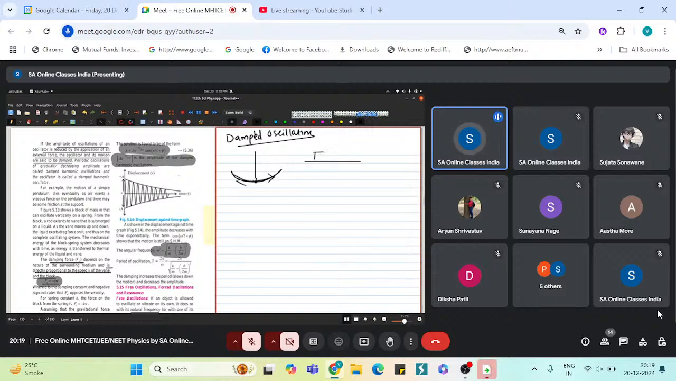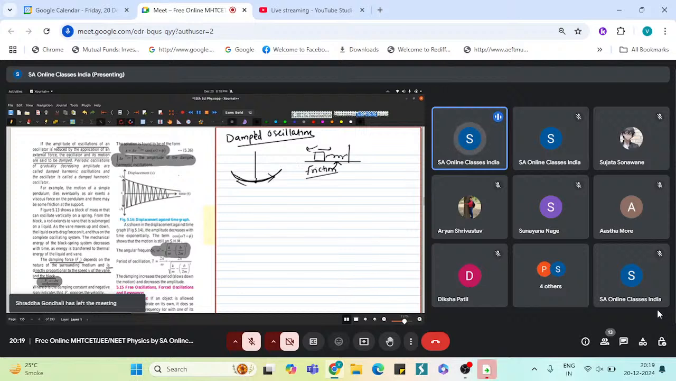For example, in the case of a spring-wall system, this friction is damping. So any surface will have some friction coefficient, and that will eventually slow down the moving blob. So the blob will not go on forever in the physical case. So that is the case of damping in oscillators. And the oscillators which have this kind of opposing force built within them are called damped oscillations.